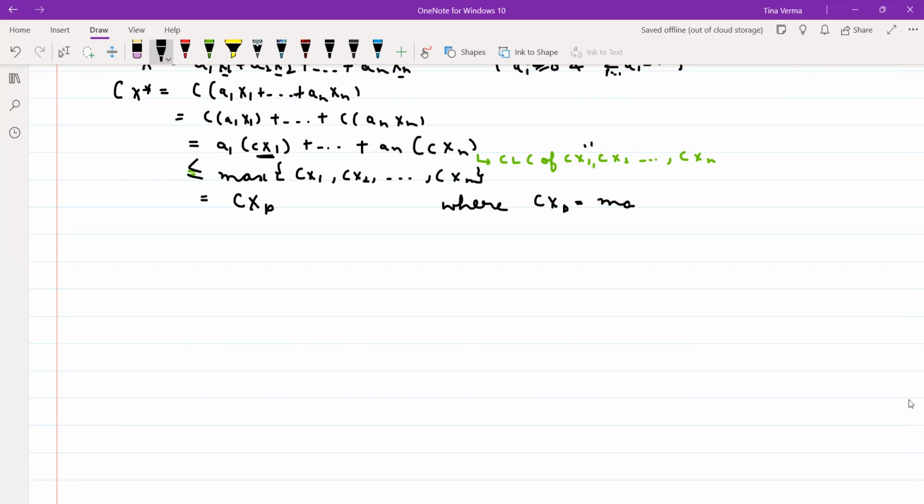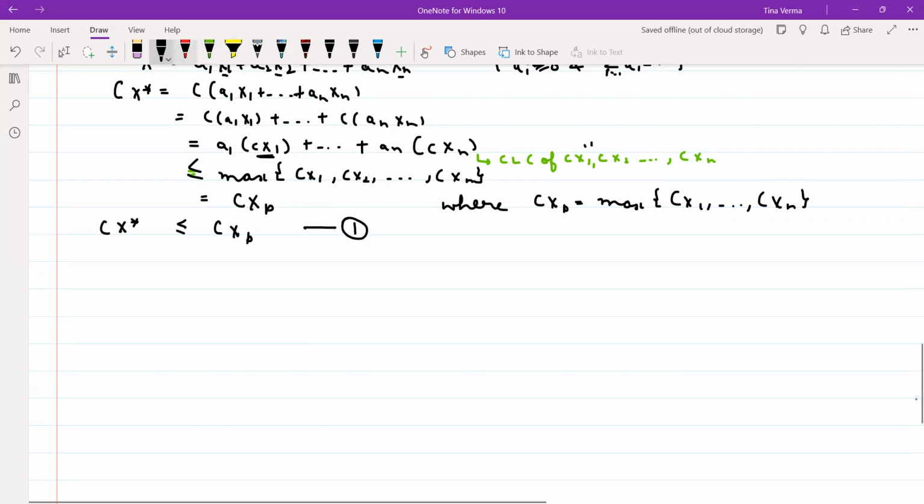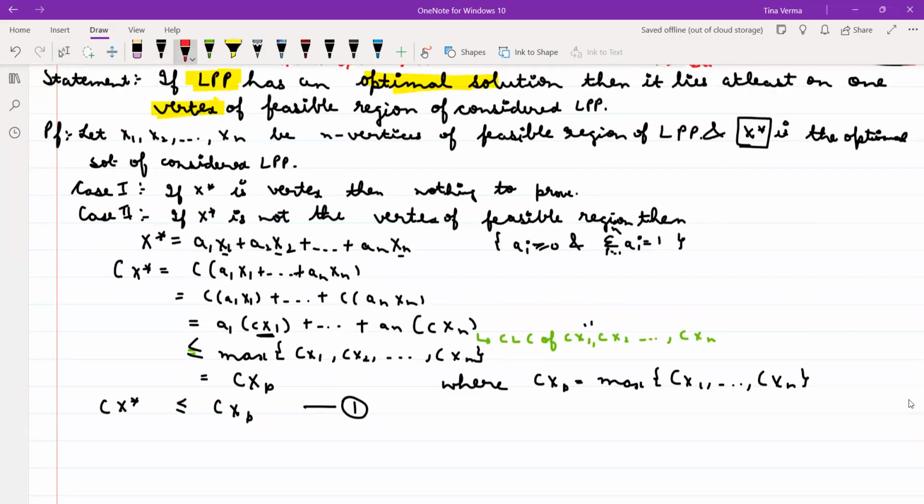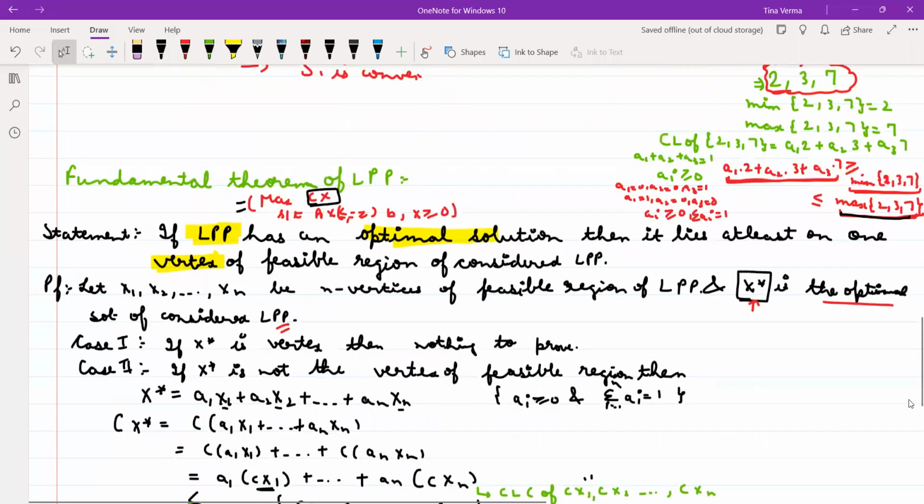cxp is nothing but the maximum of cx1, ..., cxn, right? So now you got that cx* is less than or equal to cxp. This is your first equation. Now if you remember, हमने x star क्या लिया था? We have taken x* as the optimal solution of the considered LPP. My LPP was a maximization.